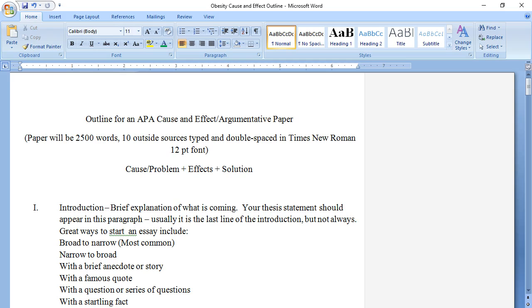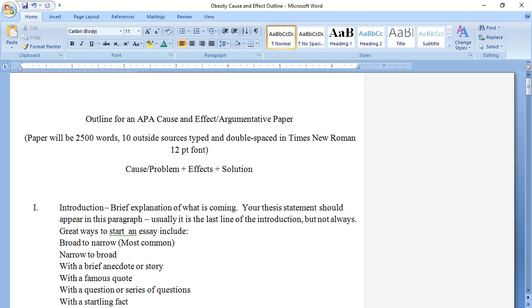But anyway, I want to go ahead and kind of go through this outline and hopefully clarify things that I didn't clarify in class, and also make something that you can refer back to when you need to. So, this again is an outline for an APA cause and effect argumentative paper.